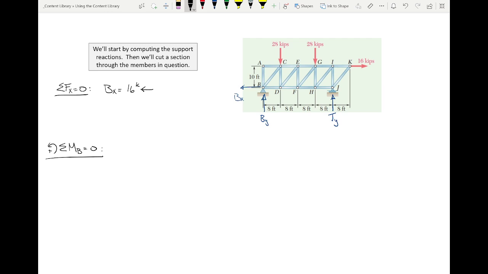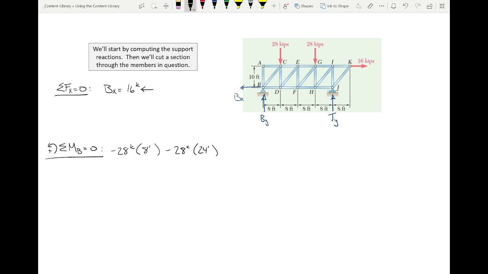Well, that depends on this, doesn't it? When we write a moment equation, we assume a direction. I'm assuming counterclockwise moments are positive. Here's point B. There's the 28 kips rotating like this around point B. Is that positive or negative rotation? That's negative rotation. So I've got negative 28 kips times what? What's the moment arm for this first 28 kip load? 8 feet. And what's the moment arm for the second one?